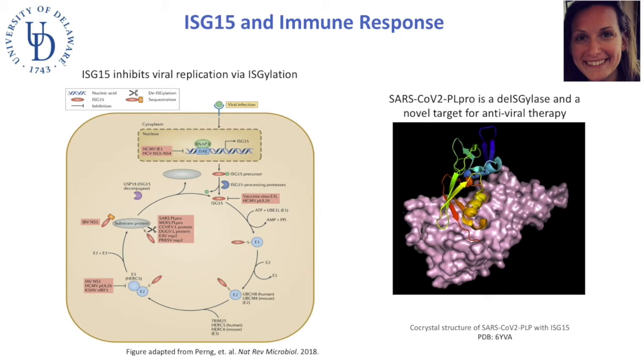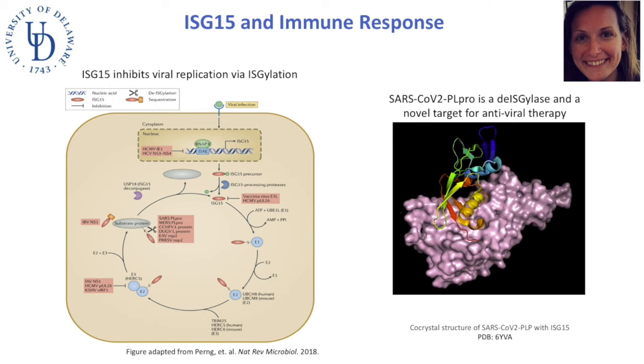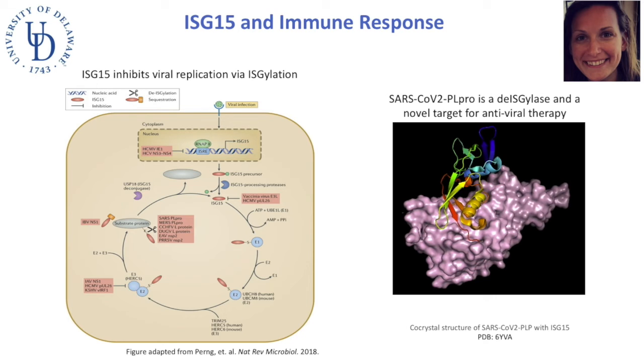In the schematic, you can see that upon viral infection, ISG15 can be conjugated to viral proteins through a three-enzyme cascade, mirroring the ubiquitination process. Interestingly, ISGylation of viral proteins has been shown to inhibit viral replication, making this a key facet of antiviral response.